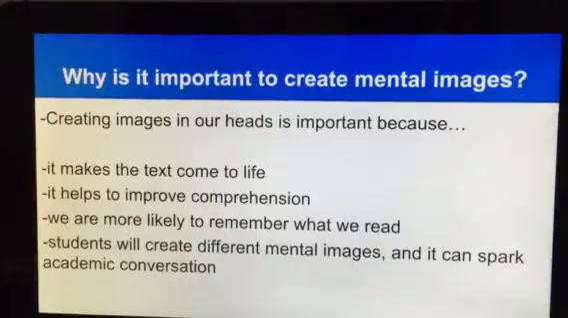Silent reading is a great time to practice this skill of creating images. When we read silently, we can read through the parts that we know may not be as important as others and slow down at the important parts of the text.